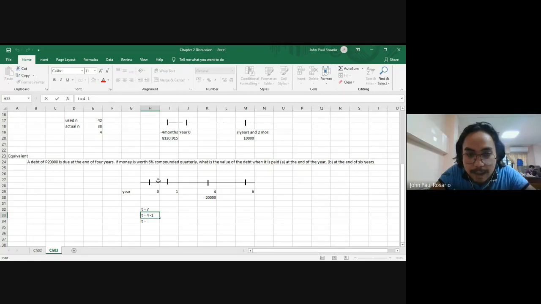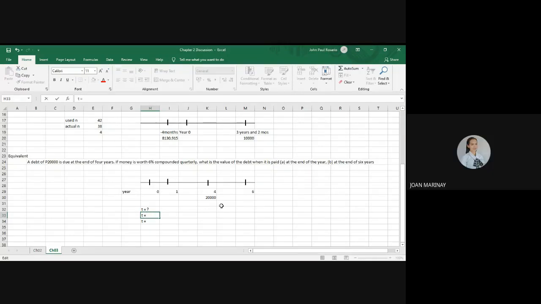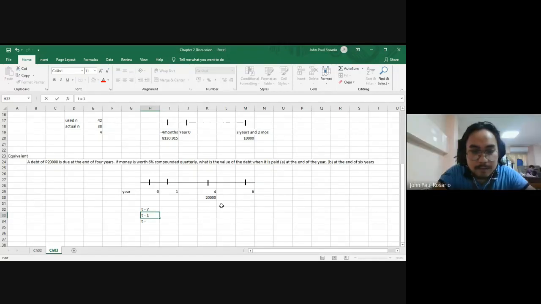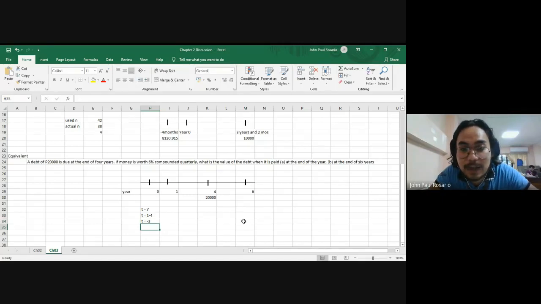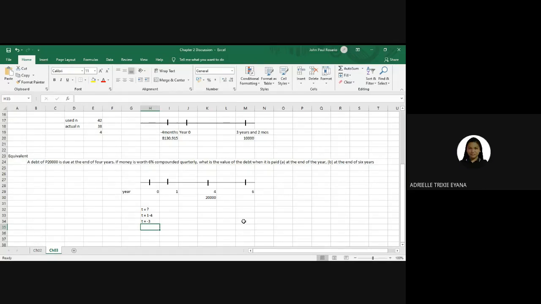So it works like this for the minus. Which comes first on the timeline, 1 or 4? 1. So 1 minus 4. So your t is actually -3. Right there, that is already a clue that you will solve for the present value, not the future value. Noted? Yes, sir.